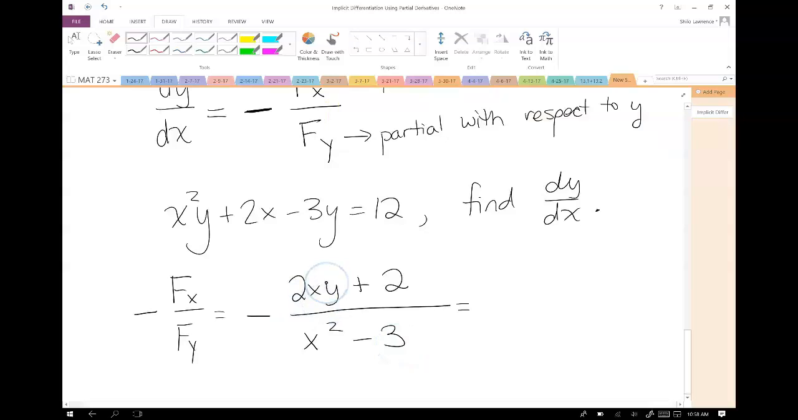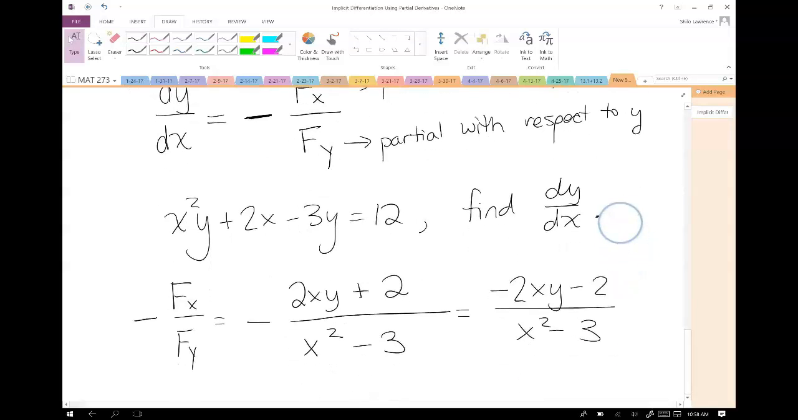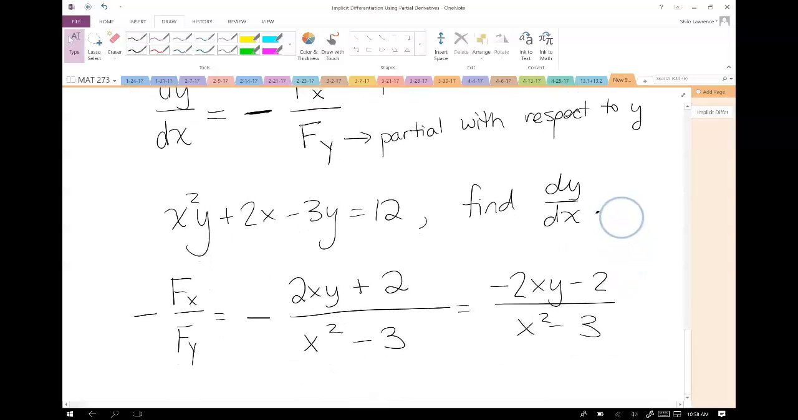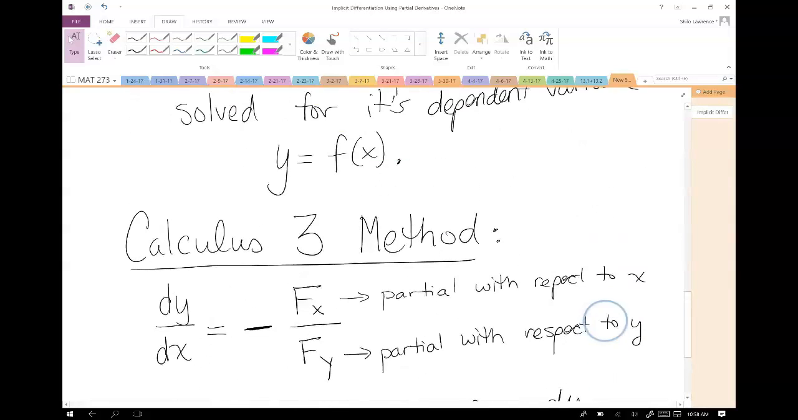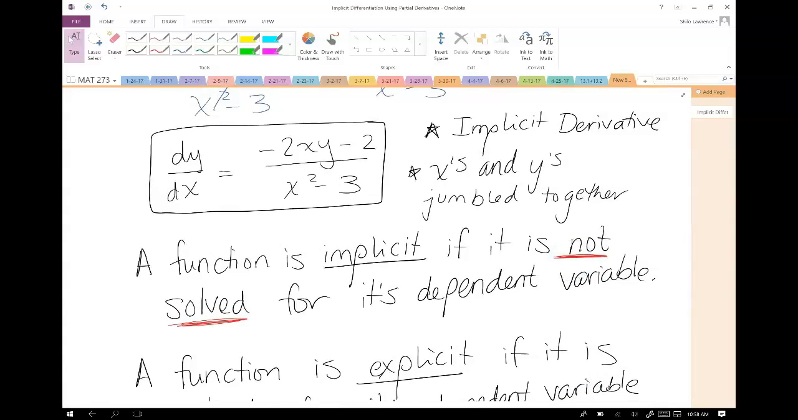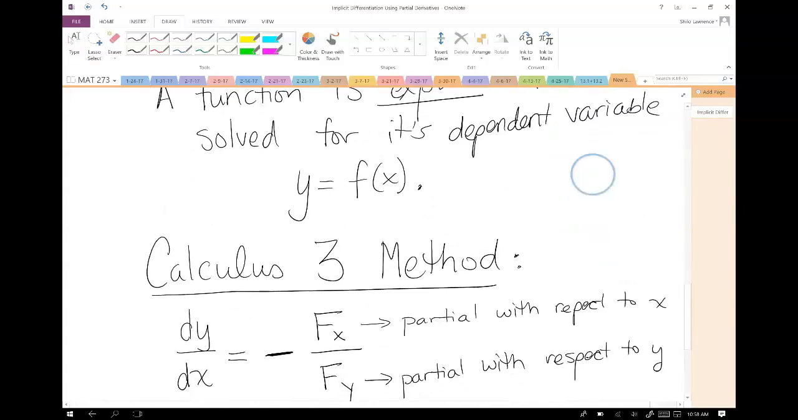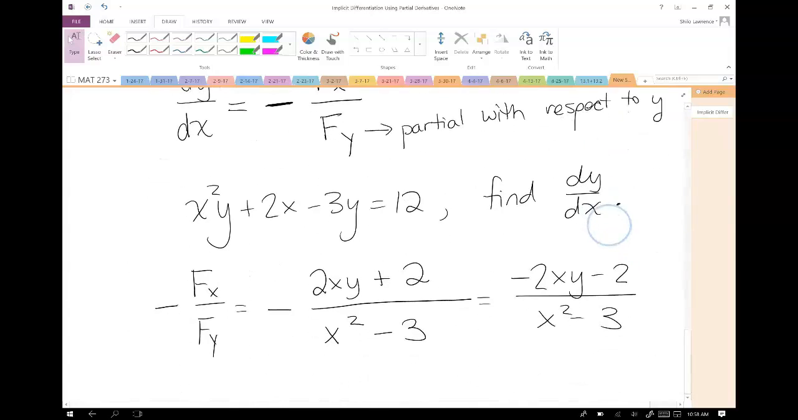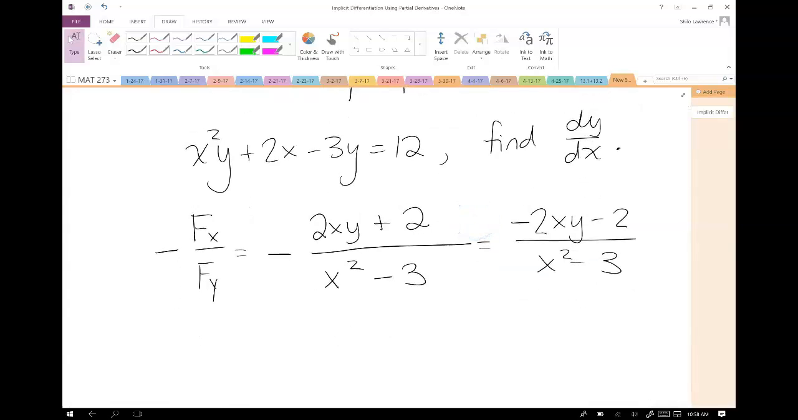To make this match the one we had up with the Calc 1 method, though, we'll go ahead and distribute that negative in the top. So negative 2xy minus 2 over x squared minus 3. And is that what we got just a minute ago? Let's see. Negative 2xy minus 2 over x squared minus 3. Exact same answer, so much less work.